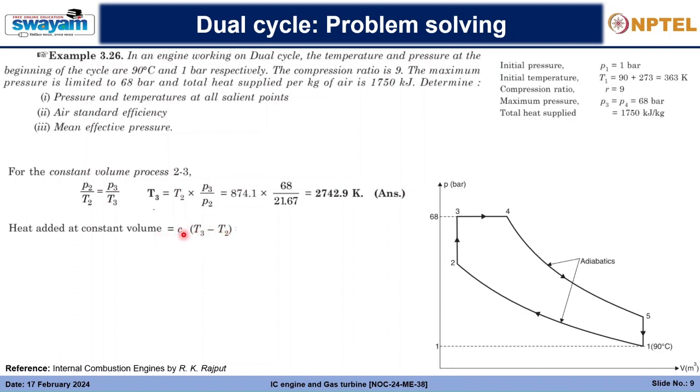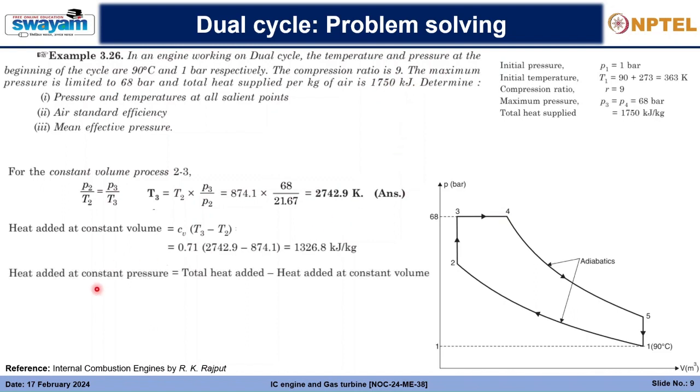Accordingly, if we plug in the values, the heat added at constant volume is 1326 kilojoule per kg. And we know the total heat added, that is 2 to 3 plus 3 to 4, which is 1750 kilojoule per kg of air.